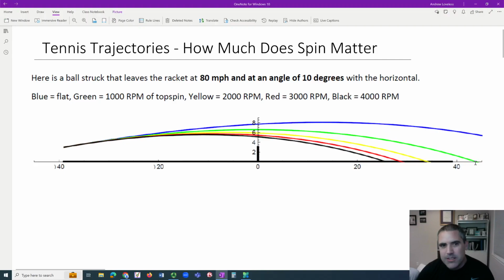So there's the green one, still going to be out. If you hit it with twice as much spin, it will land in. And with three times as much spin, you get a lot more margin of error if you hit topspin. It is dramatic. Those people that haven't played tennis don't know this. Topspin is dramatic in its ability to let you hit the ball much higher and it still goes in, or hit the ball harder. It has this incredible effect.